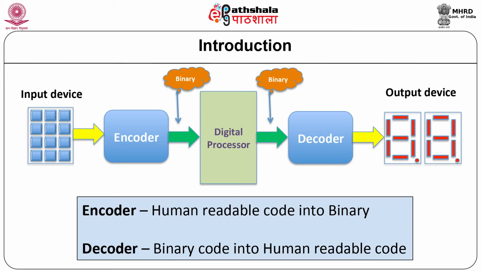It contains 5 basic building blocks. Keyboard and 7-segment displays are the input and output devices respectively. Encoders are used at the input side and decoders are preferred at the output side. Let us now study the decoders.